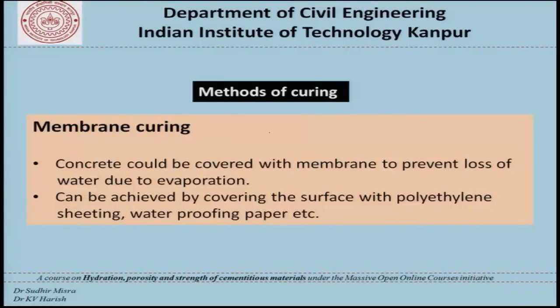Then there are other methods such as membrane curing. Now what happens in this case is concrete could be covered with a membrane to prevent loss of water due to evaporation. This can be achieved by covering the surface with a polyethylene sheet or waterproofing paper and so on.